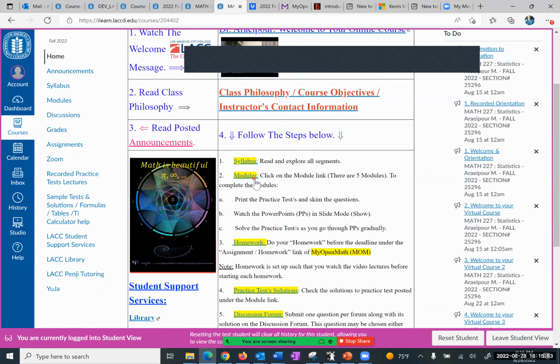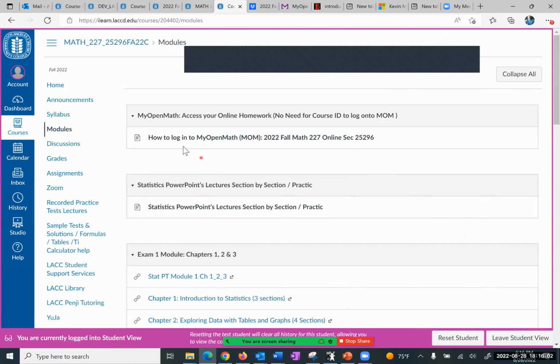The next one is the modules. There are a lot of things under the modules. I'm going to go over that and I'll come back to it one more time, but for now, just the synopsis of that. The very first thing you find here is My Open Math, and I can't emphasize this enough. There is no need for a course ID to log into MOM. That is generally the case.